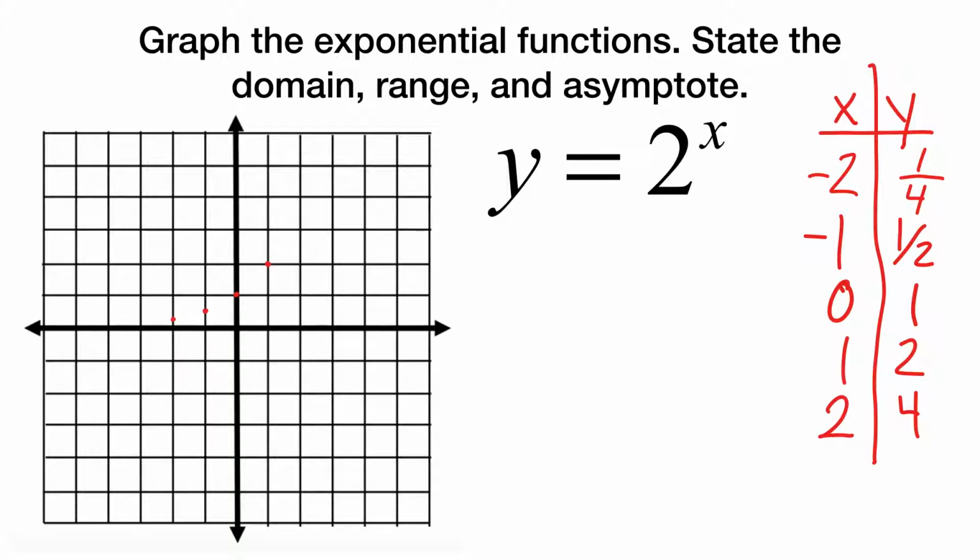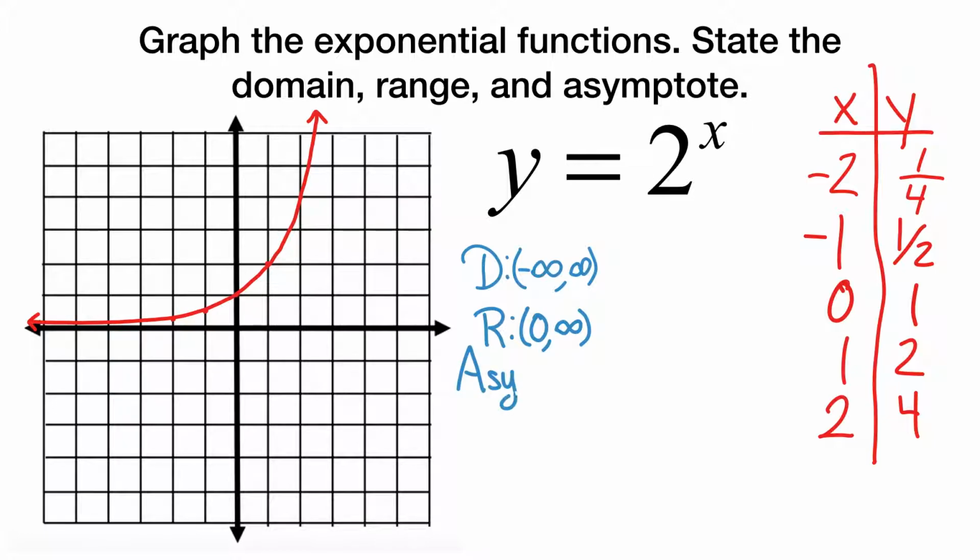Now that we have all those points, here we go. Our domain and range are obviously the parent versions. We've done nothing to move it up or down or left or right. So domain is negative infinity to infinity. Range is 0 to infinity. But our asymptote is going to be the line that it seems to be stopping at. And like I mentioned earlier, it appears that it's getting close to, but it never quite touches y equals 0.